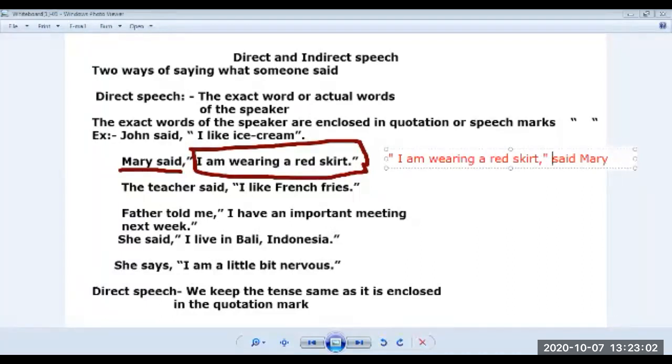But when you have John said, look at this example. John said, where is the comma? It is outside the speech mark. You notice the difference over here? It is outside.